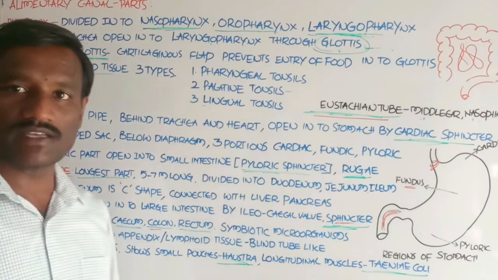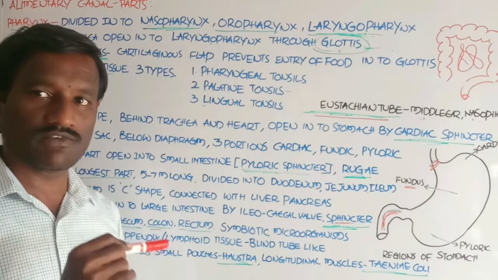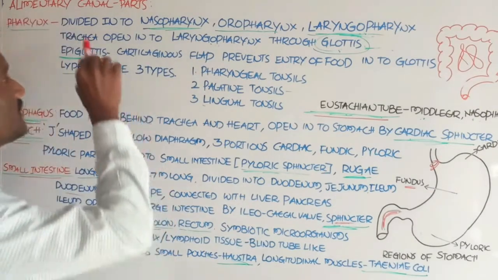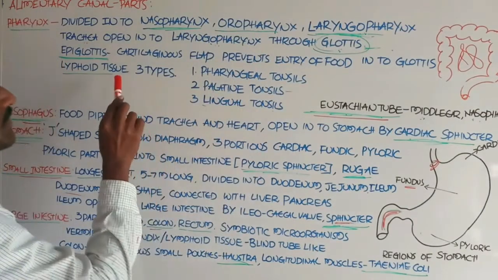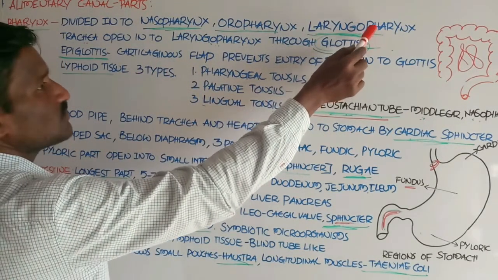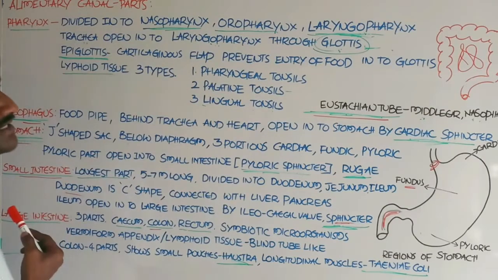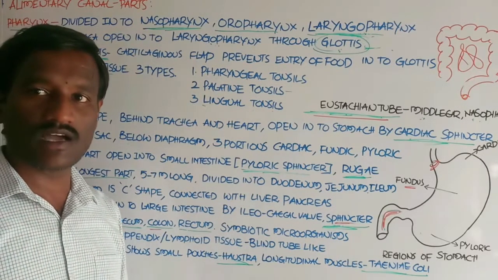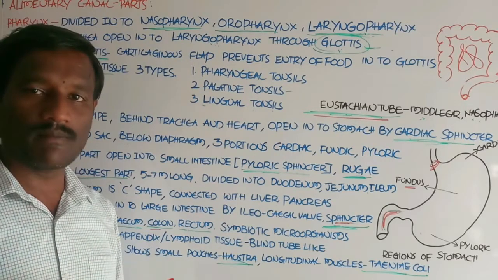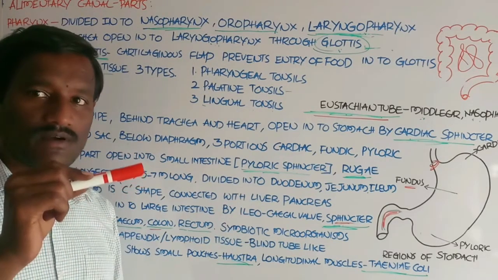Okay friends, I am going to discuss the parts of the alimentary canal, and the next one is the pharynx. The pharynx is the common passage for food and air, and it is divided into nasopharynx, oropharynx, and laryngopharynx. The laryngopharynx is associated with the respiratory system. Okay, trachea, you know the trachea. The trachea is the windpipe.